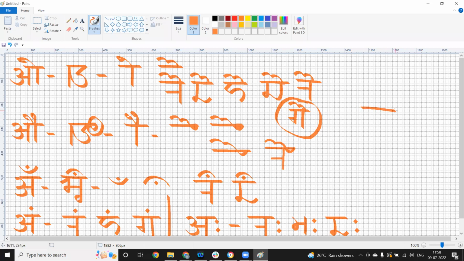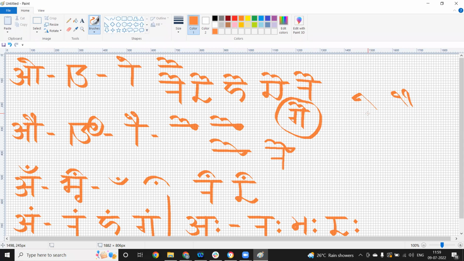So use it with only these letters. But the matras like this A, for example, I'm using the Devanagari matras, and also the anuswaras and the visarg, you can use with any other letter, any consonant.